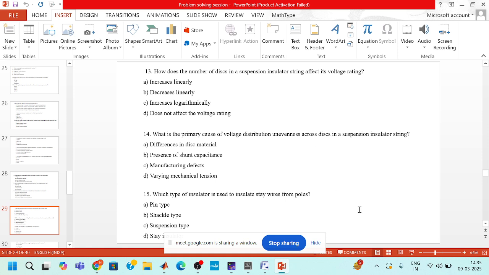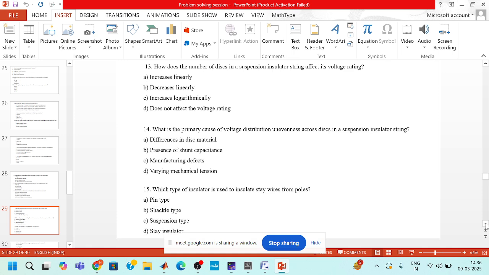Option B is correct for the main reason of uneven voltage distribution in suspension type insulators. Question number 15 is, which type of insulator is used to insulate stay wires from poles? It is stay insulator, madam. Stay or guy insulator, above insulator. Stay insulator, which option? D, madam. D.